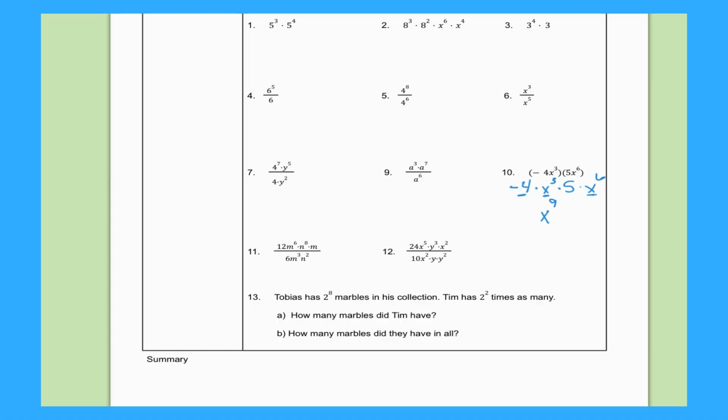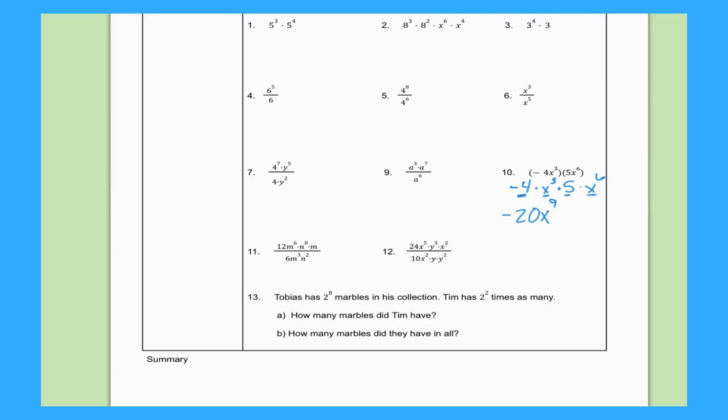But the negative 4 and the 5, those are not the same base. So because that's not the same base, one base is negative 4, one base is 5, we cannot use our exponent rules. So instead, we're just going to treat them like regular numbers. So we're just multiplying negative 4 times 5, and like always, negative 4 times 5 is negative 20.